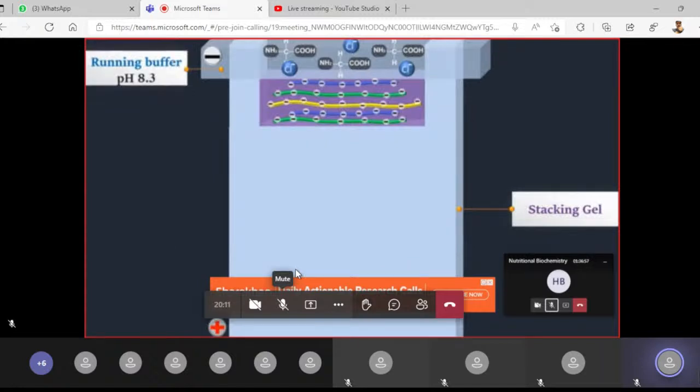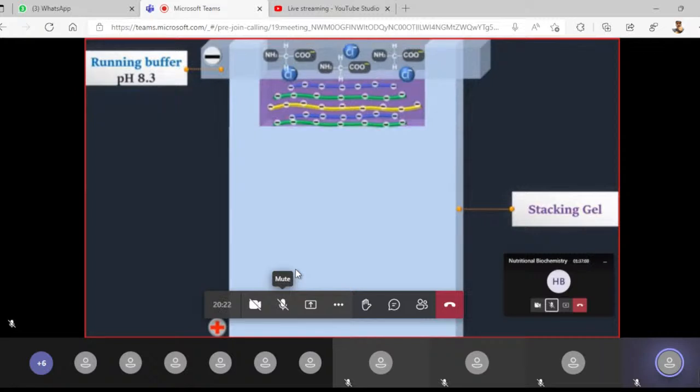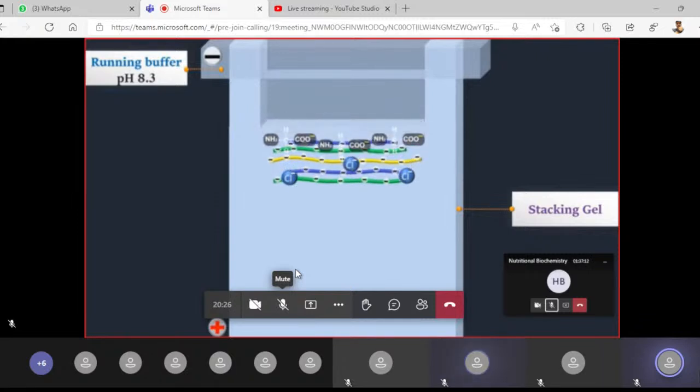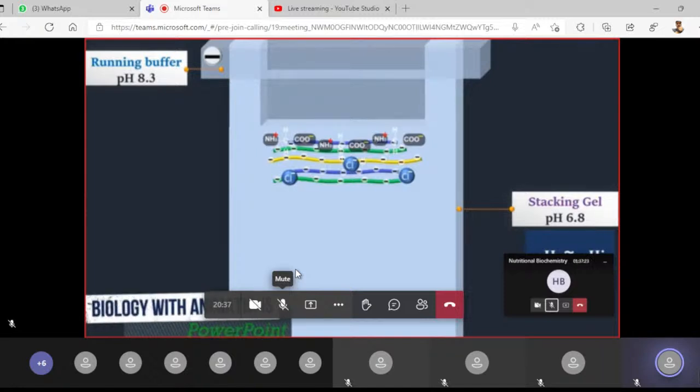The running buffer pH is 8.3, which is above the pI of glycine. So, at this pH, glycine is negatively charged. Once the electric current is applied, proteins, chloride ions and glycine are forced to enter the stacking gel, where the pH is 6.8. At this pH, glycine switches predominantly to the zwitterionic, neutrally charged state. This loss of charge causes it to move very slowly in the electric field.